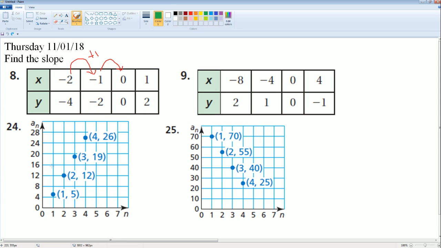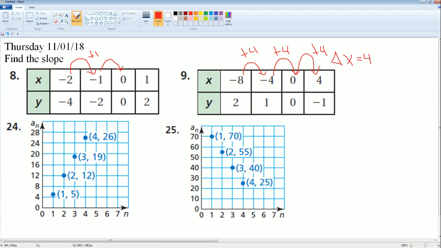Let's erase that. So, let's do this one. How do you go from -8 to -4? You add 4. How do you go from -4 to 0? You add 4. How do you go from 0 to 4? You add 4. So here, what is changing? Your x. Your delta x equals 4.